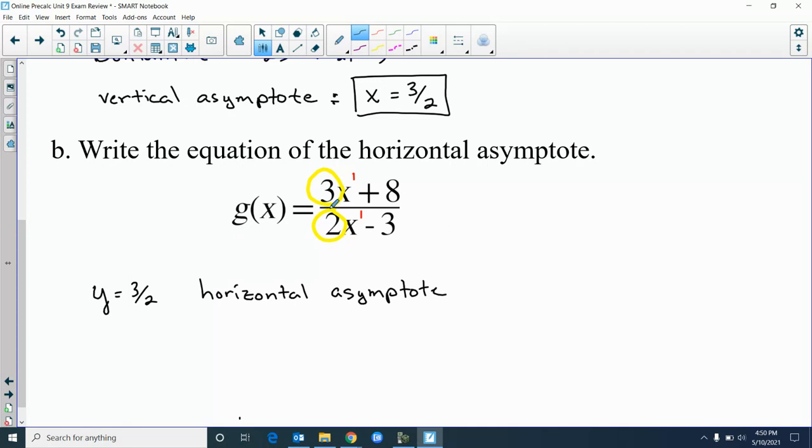All right, and I'm just going to run through a couple others here just to make sure you understand this. If they're the same degree, we just look at the coefficients of the highest degree. So let me just throw one up here. If h of x equals 4x squared minus 5 over 3x squared plus 7x minus 2, I'm only concerned about the coefficient here. And so that means my horizontal asymptote is y equals 4/3.